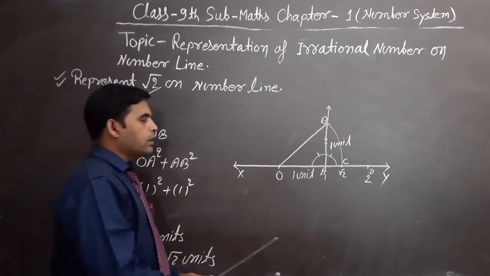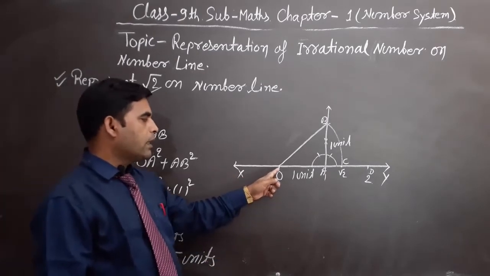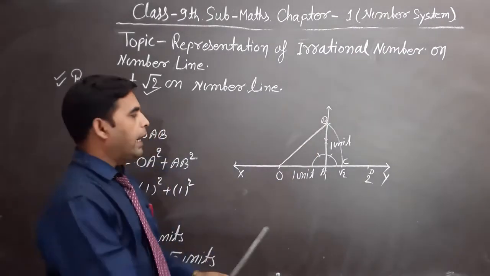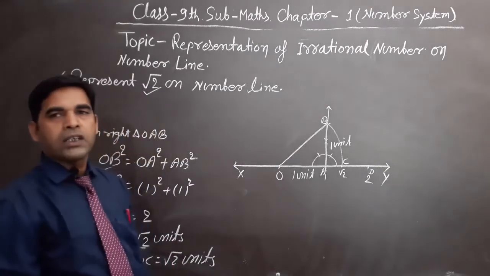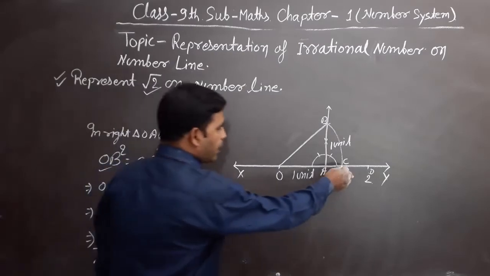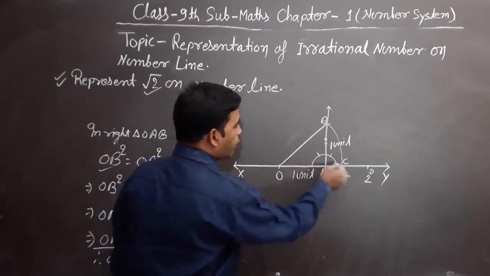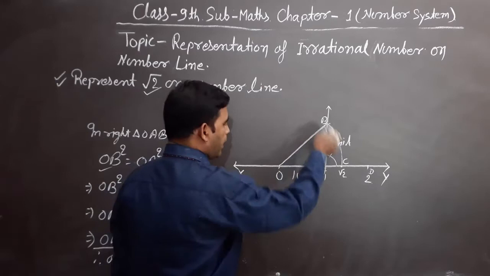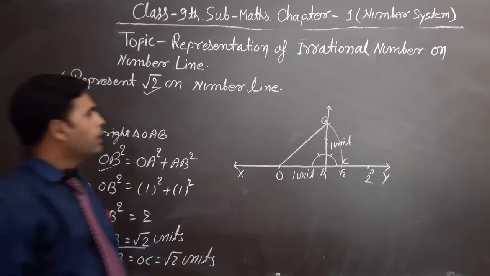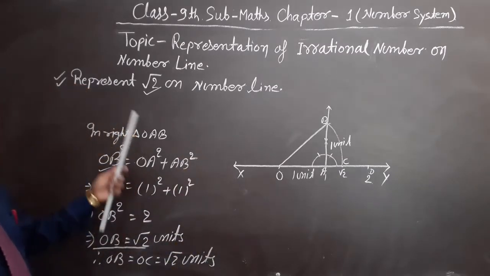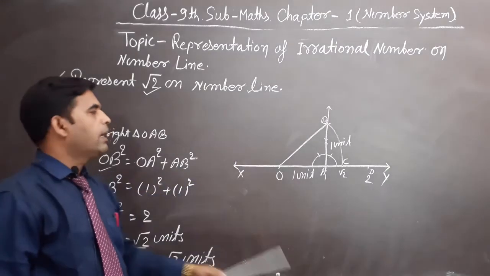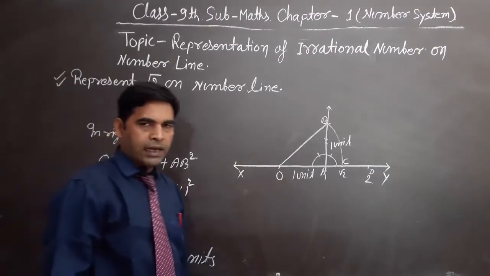Now we take a compass, iron point at point O and pencil point at point B, and we draw an arc with radius OB which intersects line XY at point C. Thus, the length of OC is equal to OB. Hence, the point C represents root 2. Similarly, you can also represent root 3, root 4, root 5, root 6, root 7, etc. on the number line. That's all.